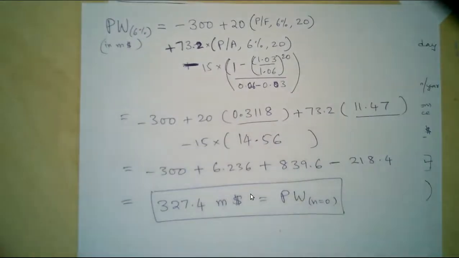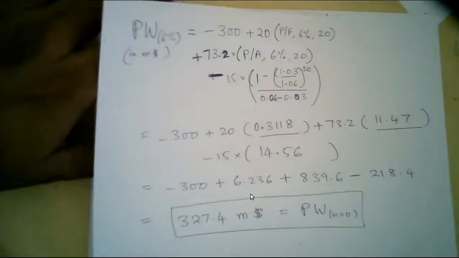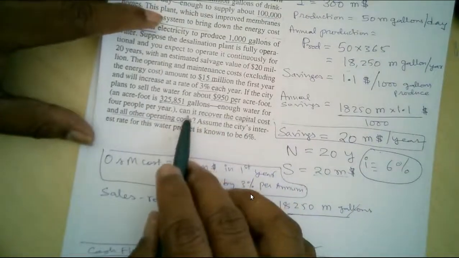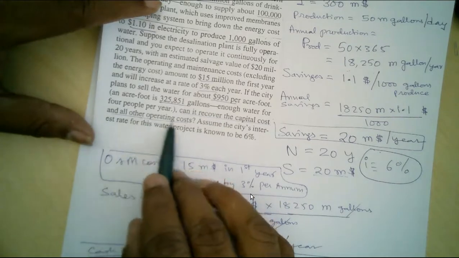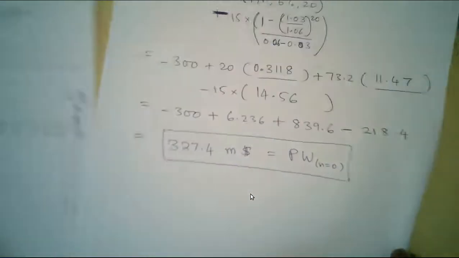Since this present worth is positive, that means we need to go for this project. We need to go for this desalination plant. That is the final justification. The question here is, can it recover the capital cost and all other operating cost? The answer is yes, it can recover. And we are calculating the present worth.